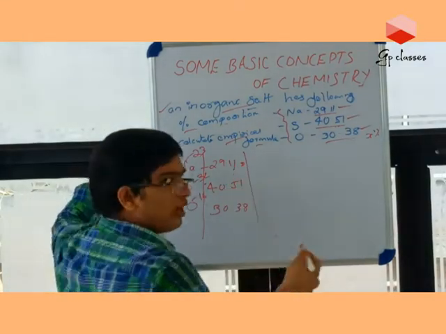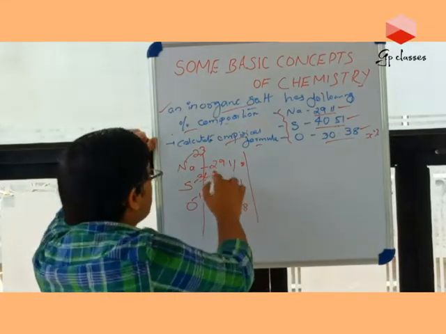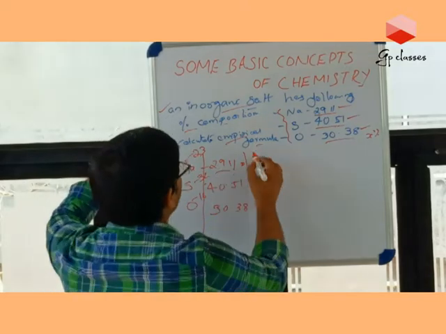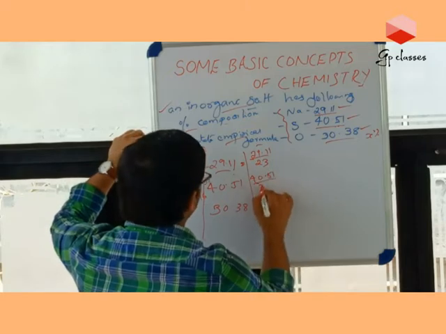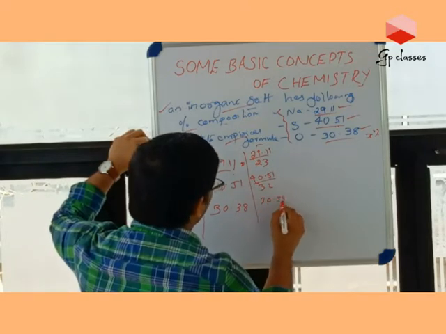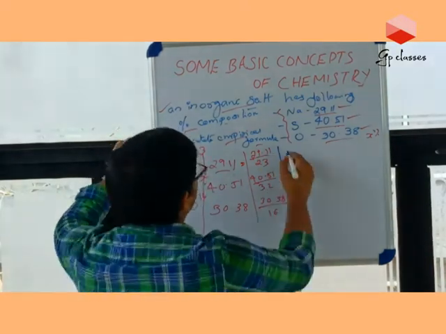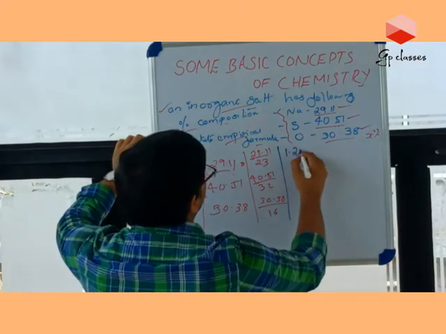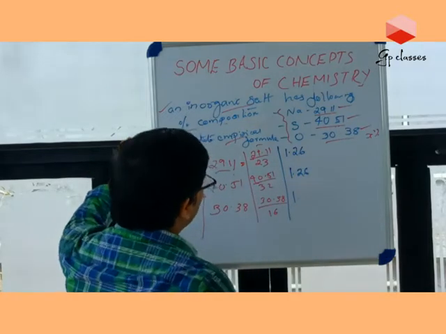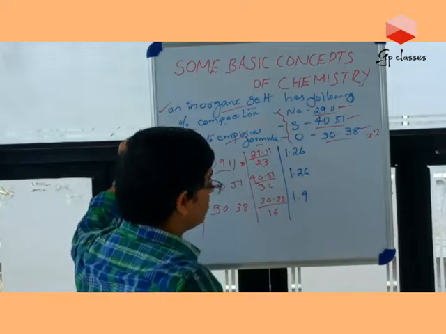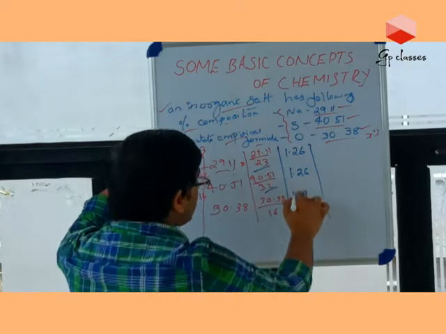We are dividing by their atomic or molar mass, whatever you call it. If it is in grams you divide by molar mass; if it is given in u, you divide by atomic mass, but the value is the same, only the unit changes, no issues. So here I am dividing 29.11 by 23, 40.51 by 32 and 30.38 by 16, right? Once you divide, you will get 1.26 here, 1.26 here also, and here something nearly 1.9. You are dividing and getting the respective values.